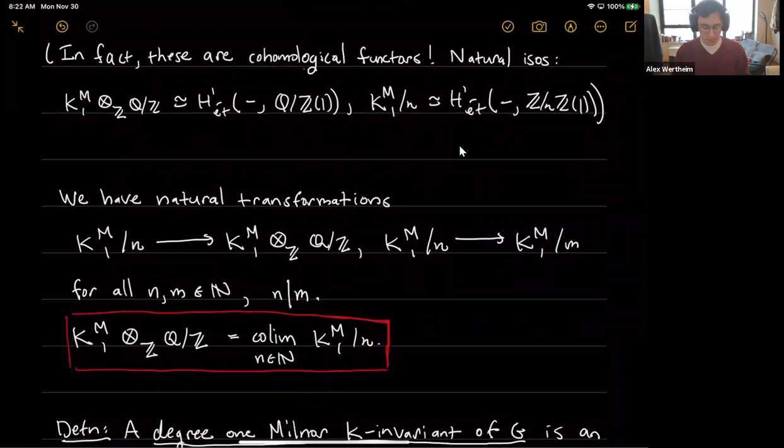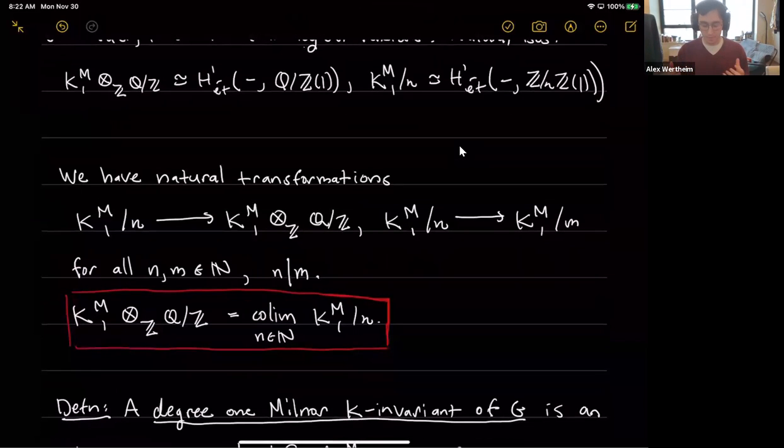And so there's a relationship between these functors as n varies. For instance, I have a natural transformation from Milnor K1 mod n to Milnor K1 tensored with Q mod Z for any positive integer n, which is just induced by the natural map from Z mod nZ to Q mod Z. And likewise, if n and m are positive integers such that n divides m, then I have a natural transformation from Milnor K1 mod n to Milnor K1 mod m, which is induced by the map from Z mod nZ to Z mod mZ. And under this direct system of maps, we naturally have that Milnor K1 tensored with Q mod Z is the colimit, as n varies, of the functors Milnor K1 mod n.